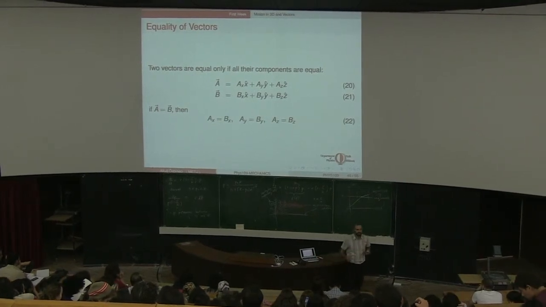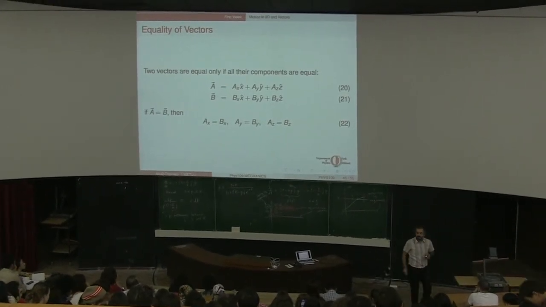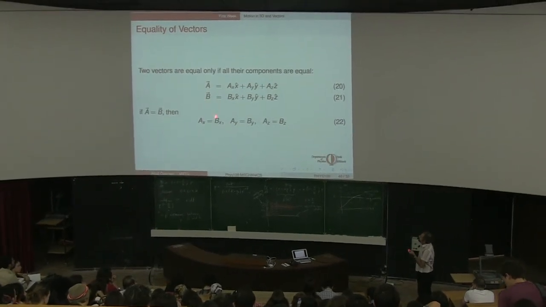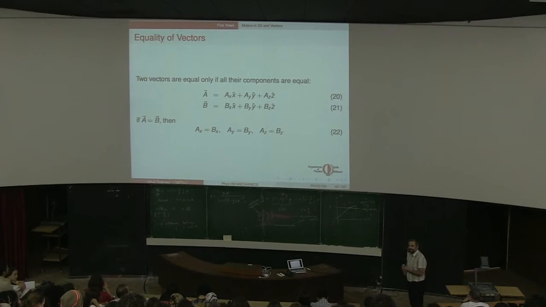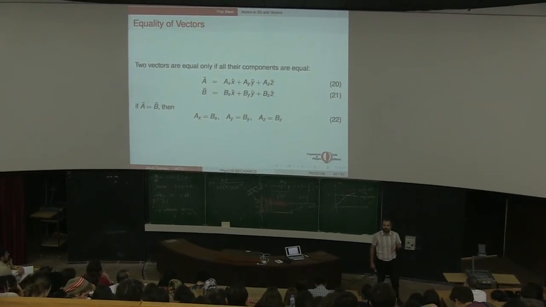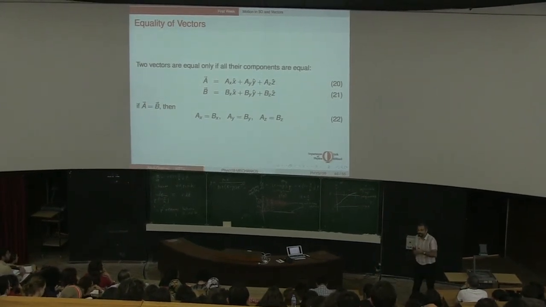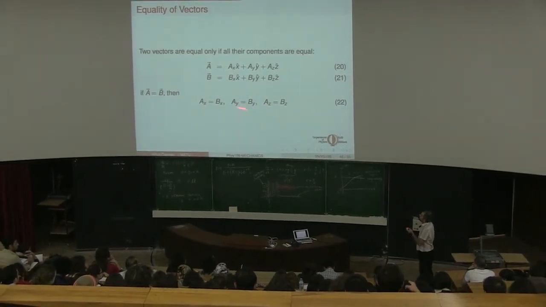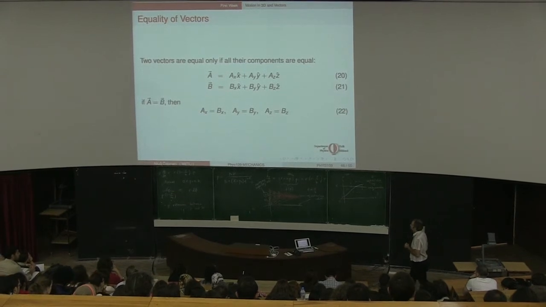And the equality of two vectors, this is where we had left. This was the last slide I had. But basically, if two vectors are equal, we know that each component has to be equal. Remember, vectors are just numbers with a direction. So the numbers have to be equal, and their direction has to be equal. So that basically means that all of its components are equal.